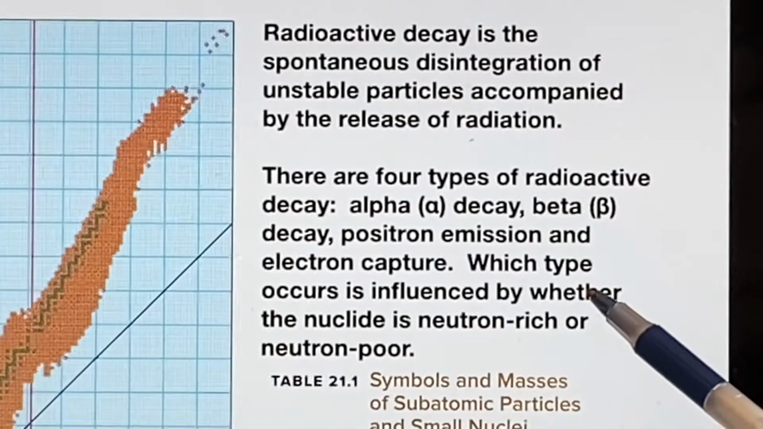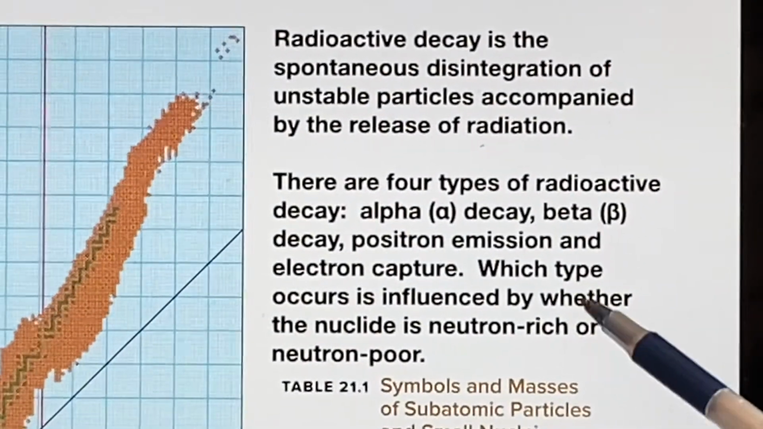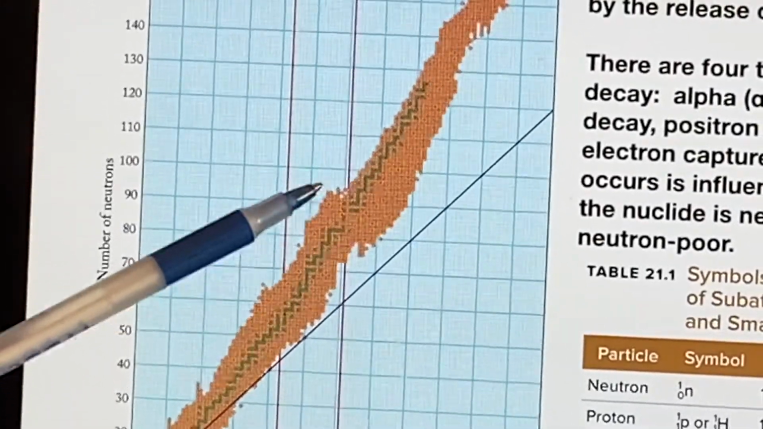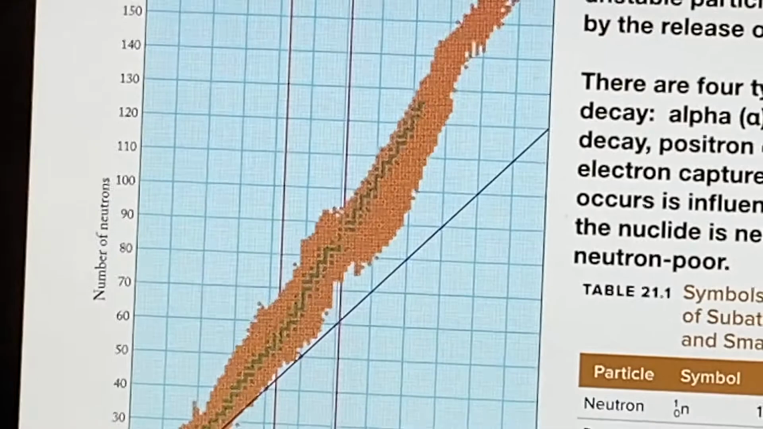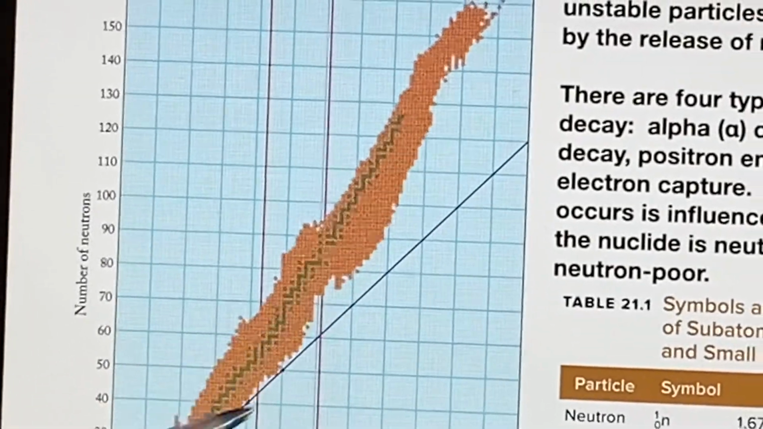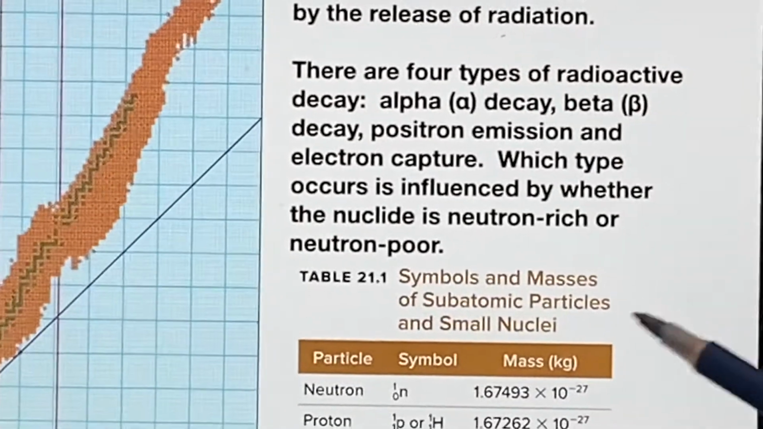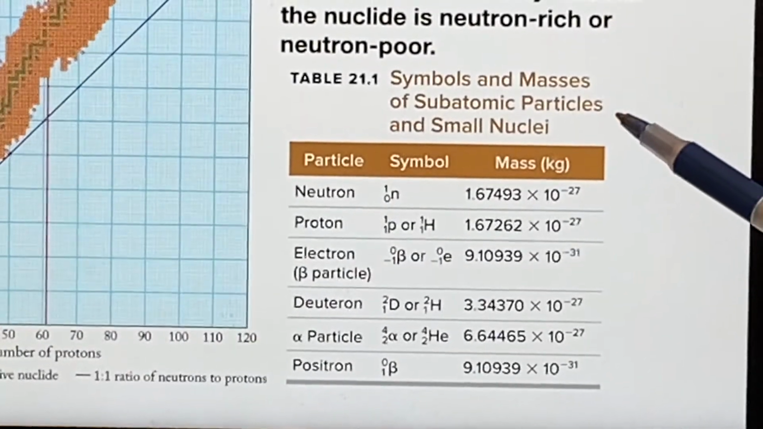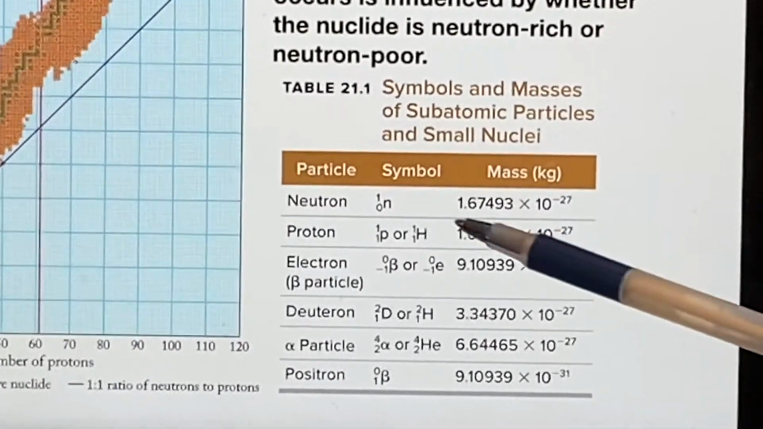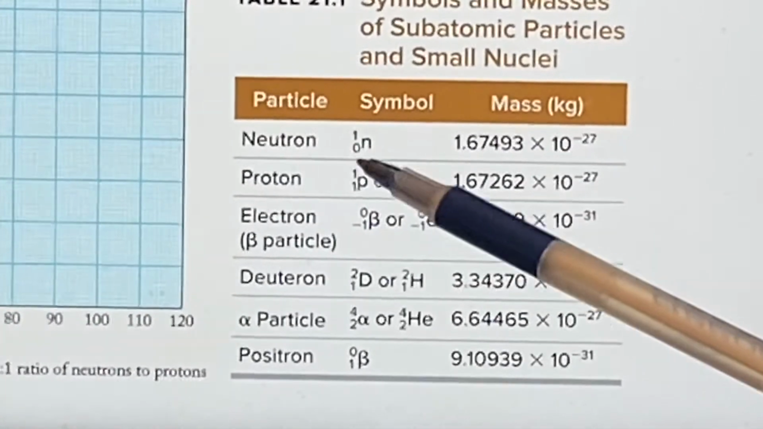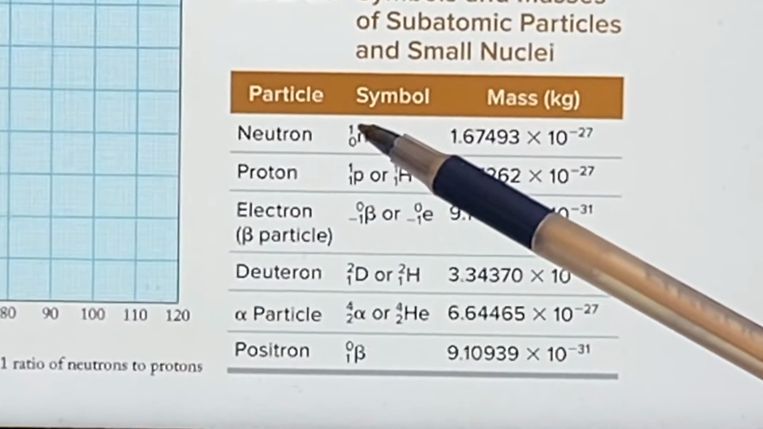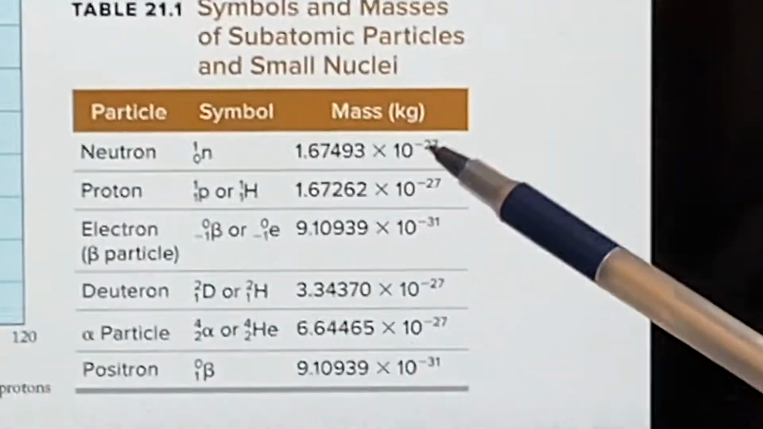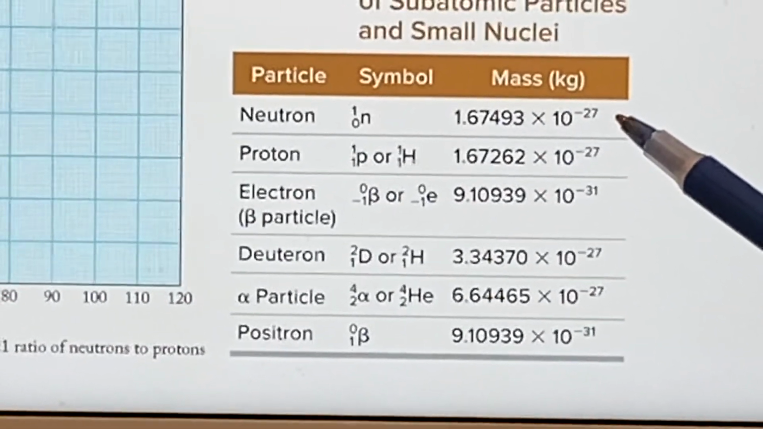And which type you're going to end up having happen is influenced by whether you're neutron rich above the belt of stability or neutron poor below the belt of stability. Here we have a nice little table that tells us what the symbols are for some of these subatomic particles, all right? If we have a neutron, it has no charge, so there's a 0, but it does have a mass of 1, what is considered to be 1 atomic mass unit, which turns out to be a very small number if you express it in kilograms.